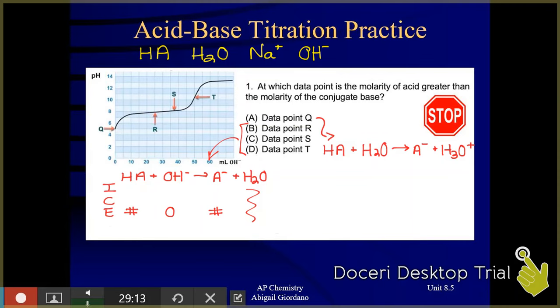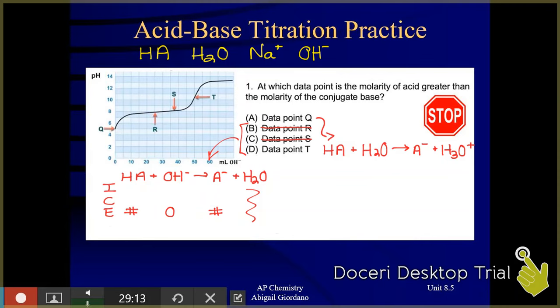So this question says, at which data point is the molarity of acid greater than the molarity of its conjugate base? It's not going to be data point R, because at data point R, these molarities will be the same. So that's out. At data point S, okay, I'm still in that buffer zone, but this number that's left in my ice table is going to be greater than that one. I'm still in the buffer zone, but I'm beyond the halfway point. So whatever number is left at the end here is going to be larger than this one. Let me take all that out. So it's not data point S.